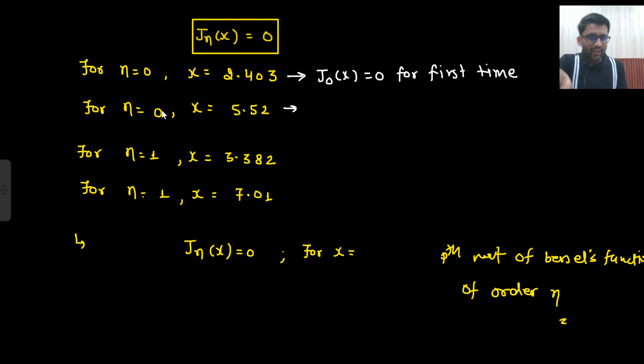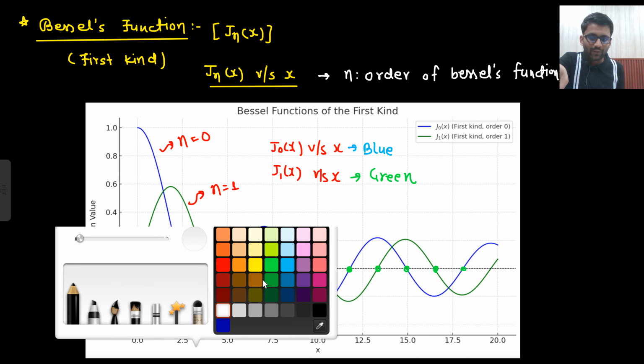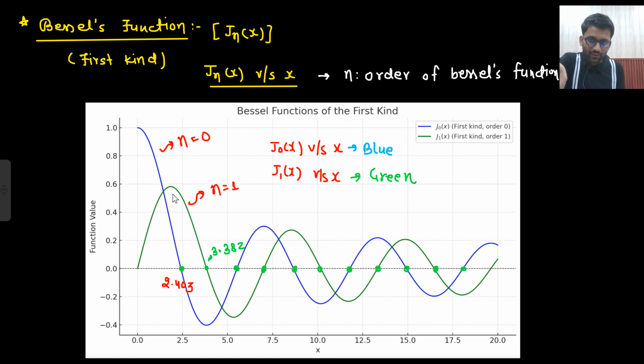Now for n equals 0, at x equals 5.52, you need to see this curve, n equals 0. At x equals 5.52, it is again becoming 0. First it became 0 at 2.403. Now at 5.52 it again became 0. Now here also it will again become 0. It is something around 8, or you can say something around 9. Then again it will become 0.